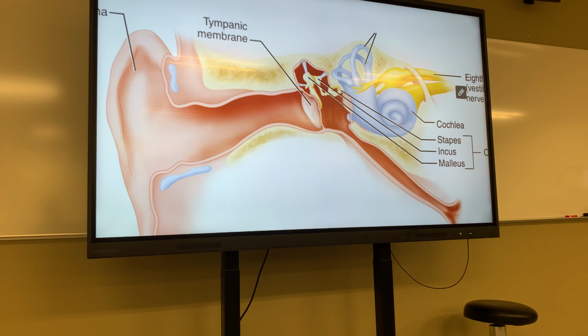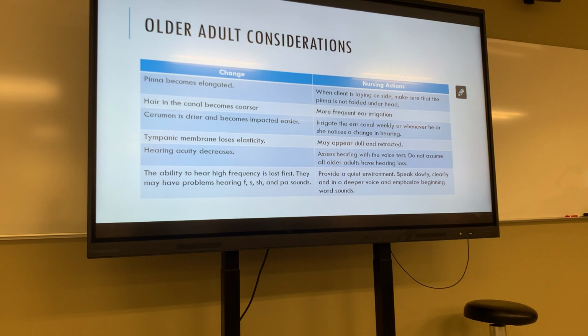With our older adults, as always, we gotta talk about changes that happen, right? So the pinna becomes elongated. What's the pinna? The dangling part, okay? So when the pinna becomes elongated, if they can't turn themselves, and let's say they're on their side and it folds up, that can cause skin breakdown, okay? So you wanna make sure that the pinna is not folded under the head, because they can get pretty dangly, right?